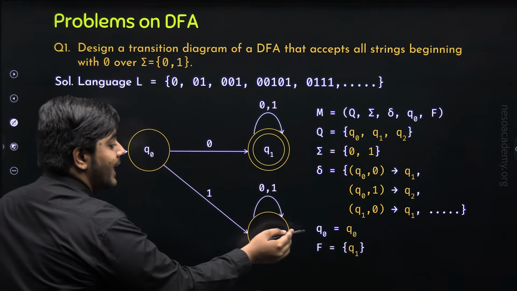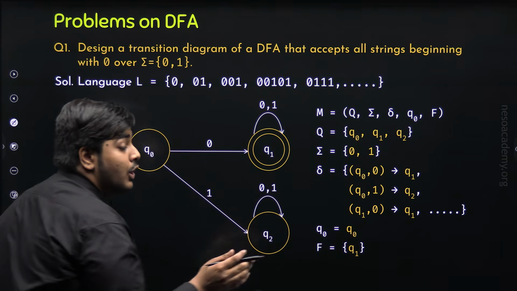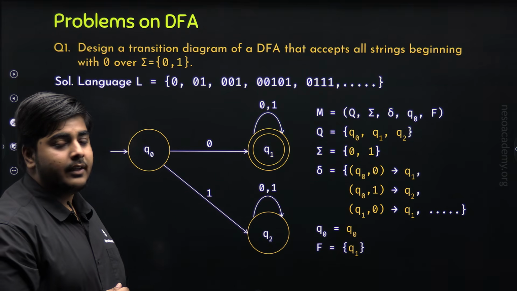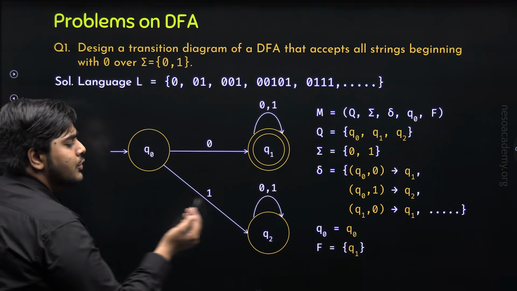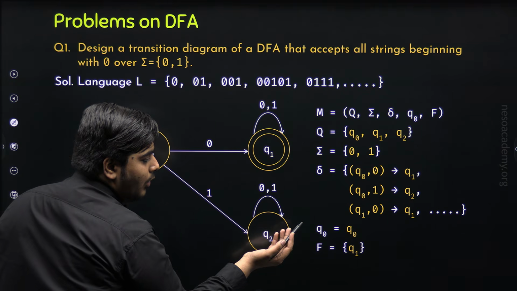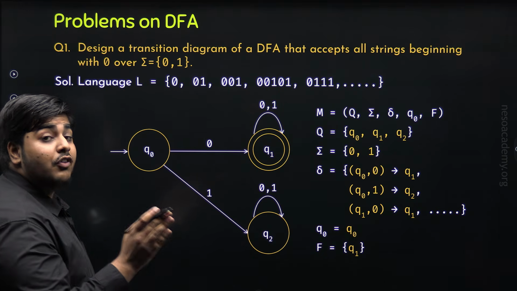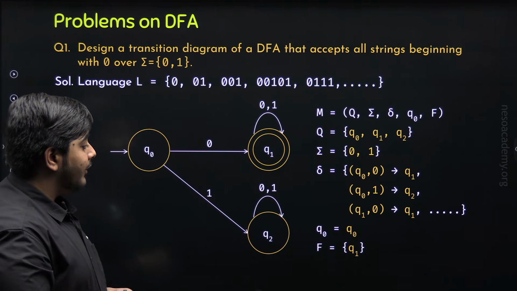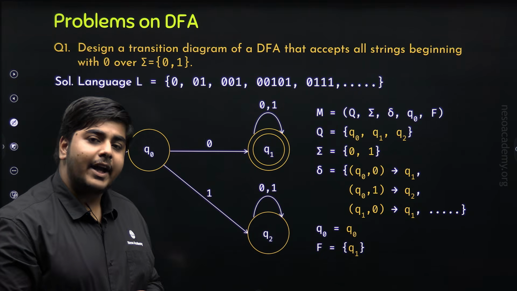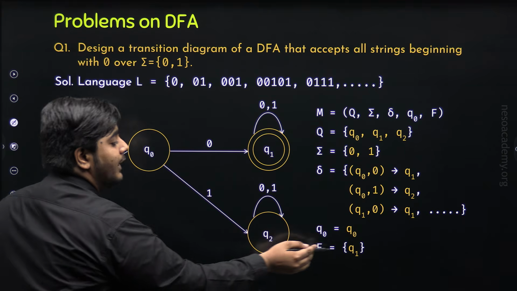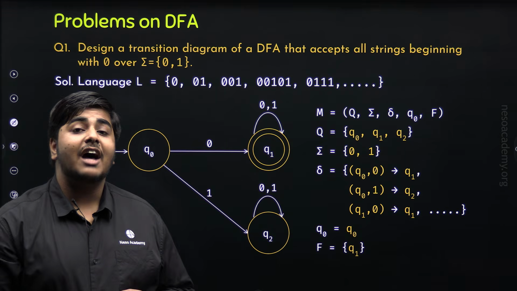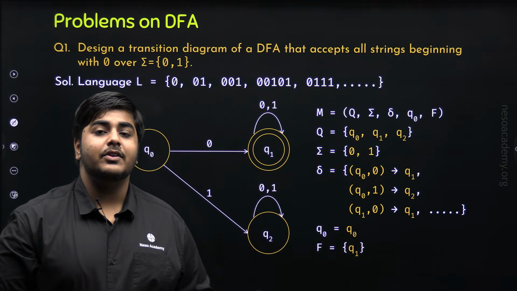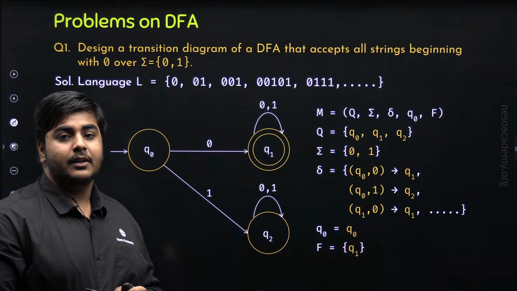Now, the next element is Q0, which is the initial state of the DFA. And in this DFA, Q0 is the initial state. So the value of Q0 is Q0. F is the set of final states, and in this diagram, Q1 is the only final state. So this set will contain only one element, which is Q1. So by this, we have completed the 5-tuple representation of this DFA.